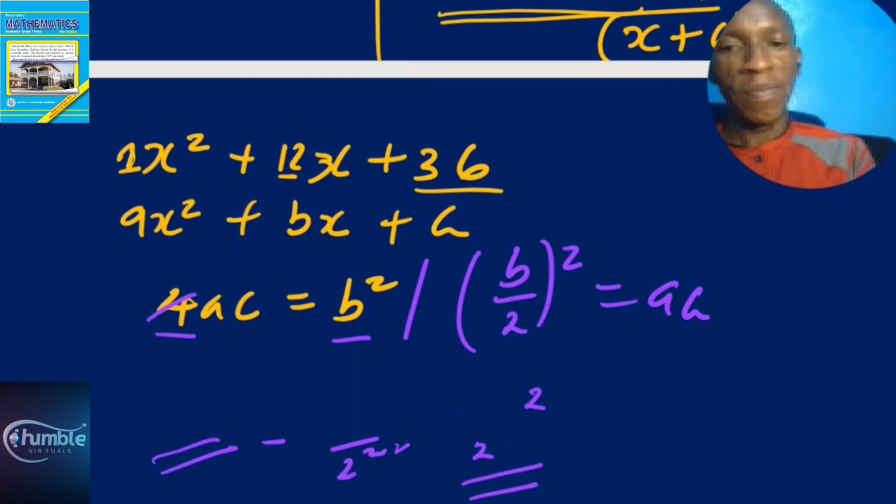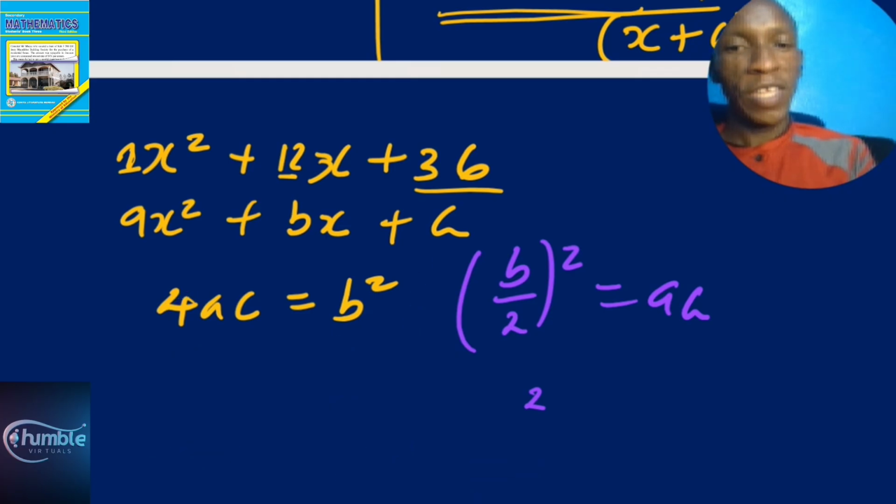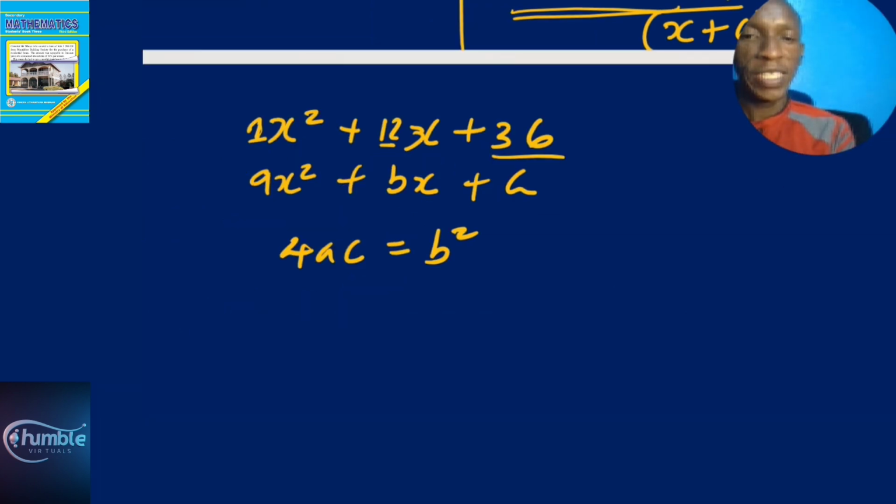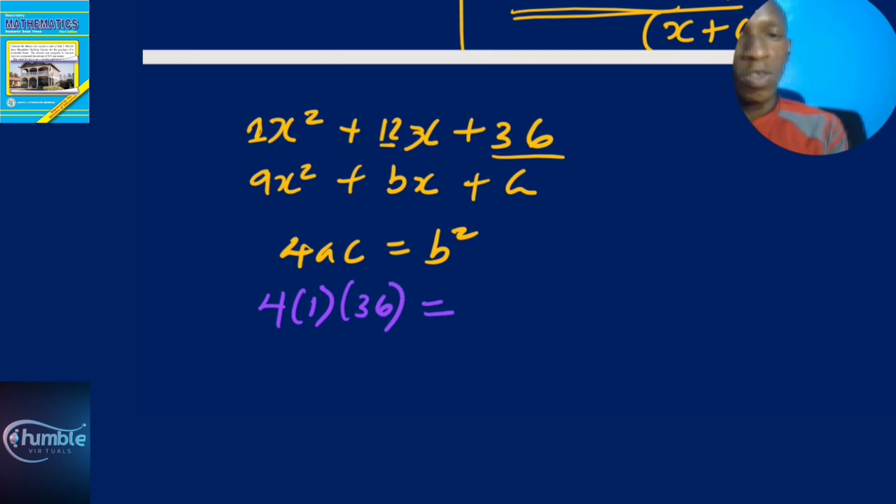Let us now confirm whether or not x squared plus 12x plus 36 is a perfect square. The verification rule is 4ac is equal to b squared. Now we are going to take 4, multiply by a, which is 1, then multiply that by c, which is 36. It should be equal to b, in this case 12, squared.